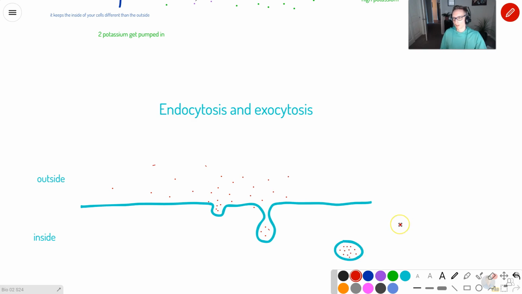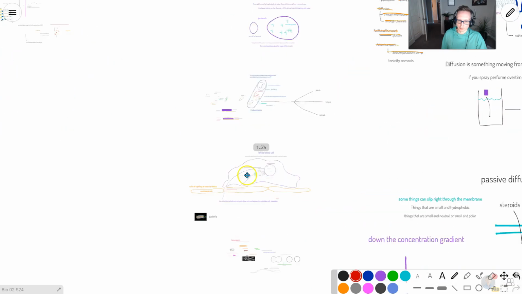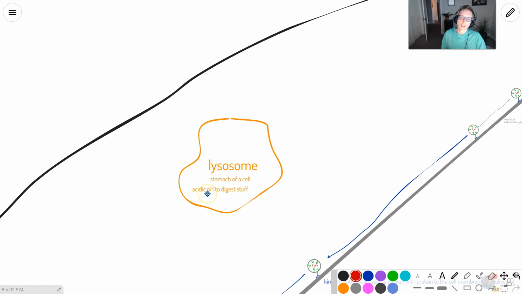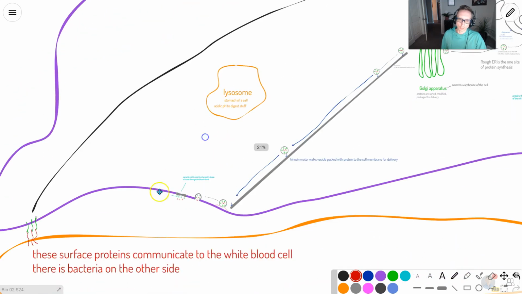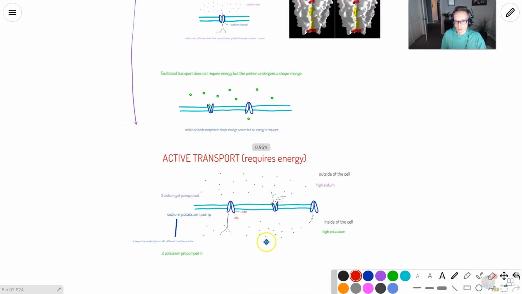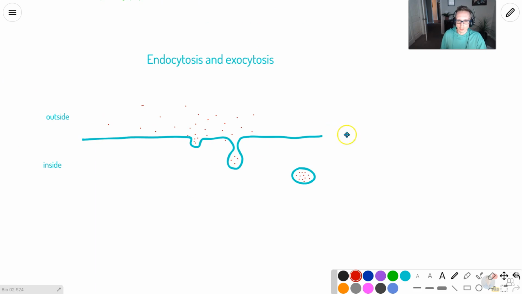And it can take these and fuse them with a lysosome. If you remember what that is, go back here. So our lysosome is the stomach of the cell. It's got an acidic pH to digest stuff. So this is a way that a cell can bring in a vesicle and shove it in that stomach to digest it. Pretty nifty indeed. Okay, so this would be endocytosis. And then we got exocytosis, which is the exact opposite of this.